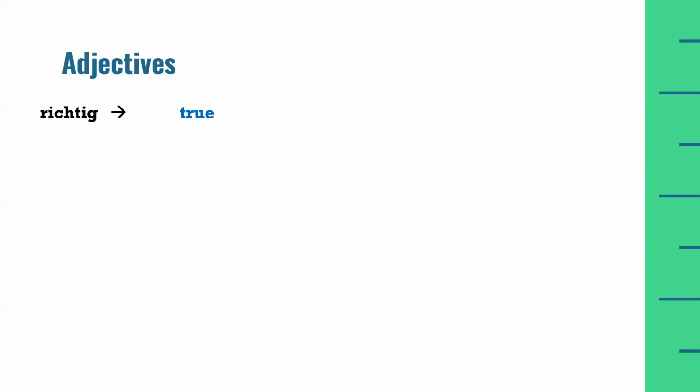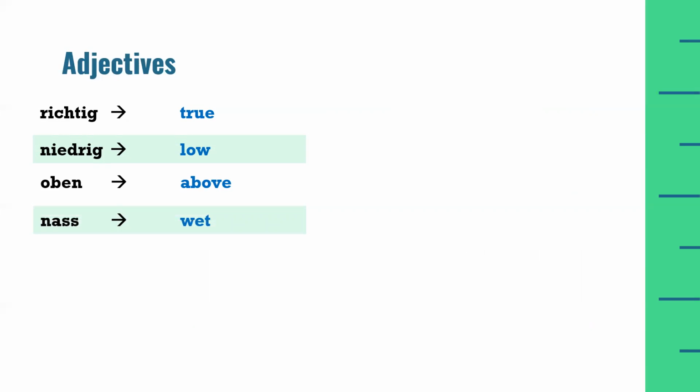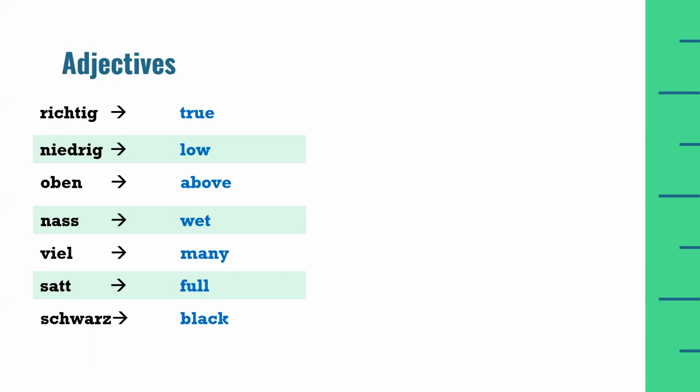Richtig means true or correct or right. Niedrig or niedrig. Niedrig means low. Oben, above. Nass, wet. Viel, many. Satt means full. Schwarz, black. Fleißig, hardworking. Now on the right hand side, I will show you the opposite of these.